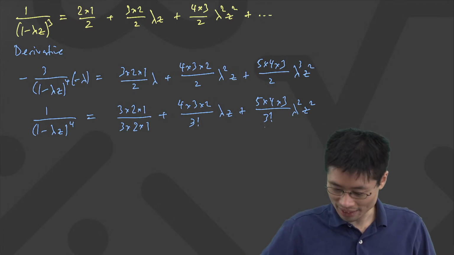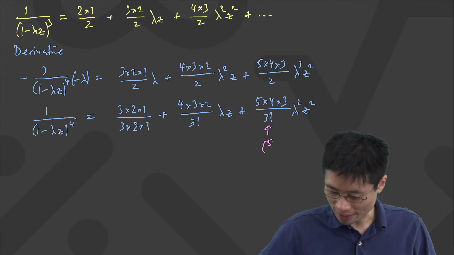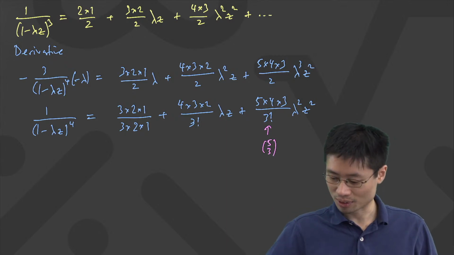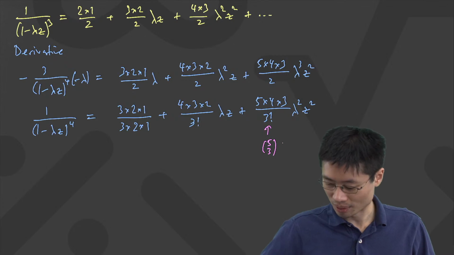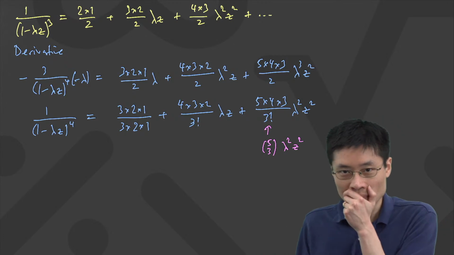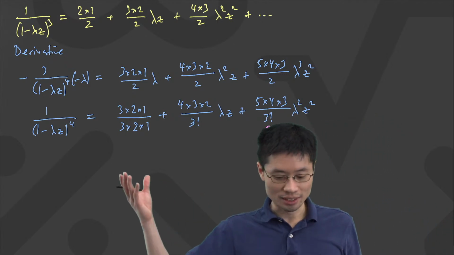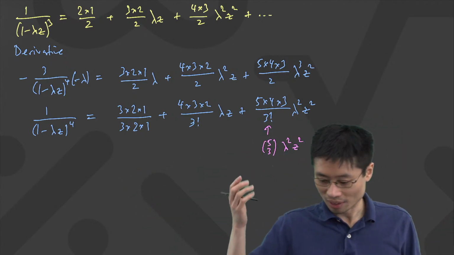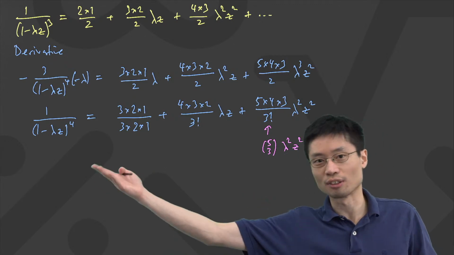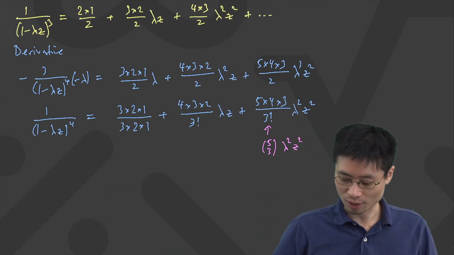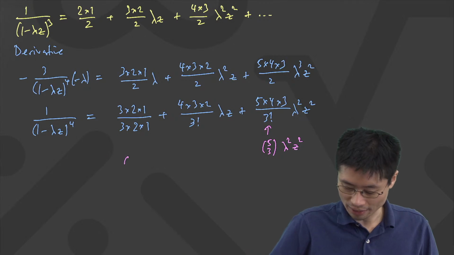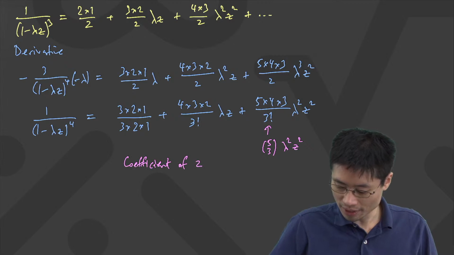So for example, this guy here happens to be 5 choose 3. I want to focus on that just for fun. This is 5 choose 3, and it's going to be times lambda squared z squared. All right. So I've just found out the coefficient of, say, z to the power something. Let's get a formula then, because I just did this for the 4th power. Let's actually write down a formula for the coefficient of z to the power n in this thing, which is equal to what?